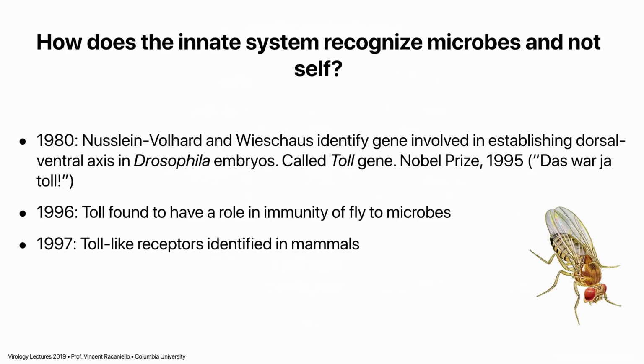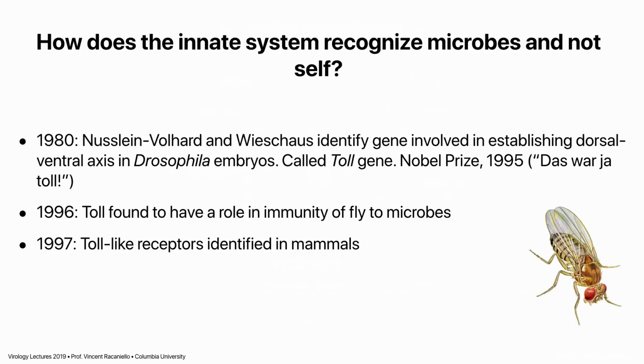And legend has it that Christiane Nusslein-Volhard was looking in the microscope at the phenotype, and she called over her collaborator, Wieschaus, and she exclaimed in German, "Das war ja toll," which is like far out crazy. Look at this phenotype. And so this gene was called the toll gene because of that. Well, that's what the story says. Anyway, they got the Nobel Prize for this really important discovery. So this is a gene that was initially determined to be involved in fly development, and it turned out it had a role later on. It was found out to have a role in immunity of the fly to microbes.